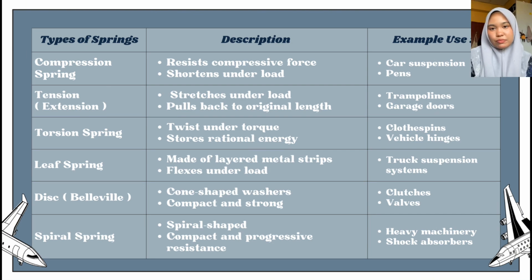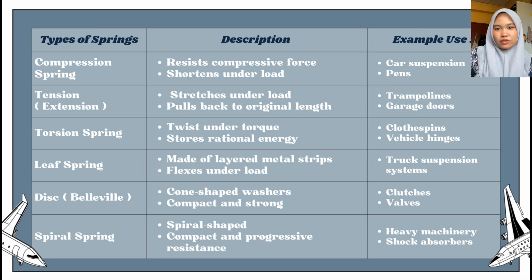Then there is the disc spring, also known as the Belleville washer. These are cone-shaped washers that are compact, strong, and capable of withstanding high loads. They are commonly used in clutches and valves, where space is limited but performance is critical.